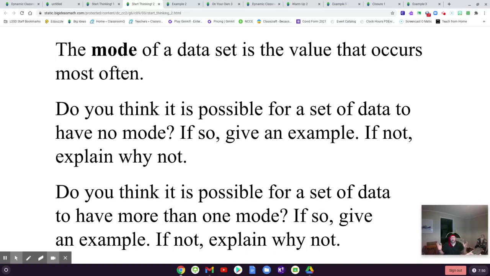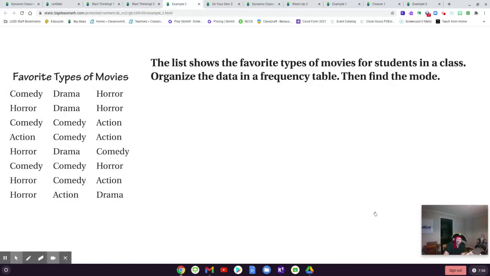So mode is often a good way to do typical, but sometimes there is no mode and sometimes there's more than one mode. And you might be thinking, I'm confused, I'm not sure what's going on. Well, that's okay, we're going to do an example, and hopefully it'll make sense. So we asked a bunch of students, what are your favorite types of movies? These are the responses. So we have a whole big list of the different types of favorite movies, and it asks you to find the mode. So just looking at this list, can you find the mode? What is the mode for this class of favorite types of movies?